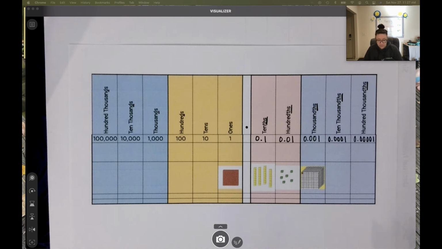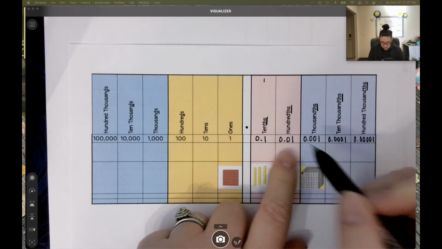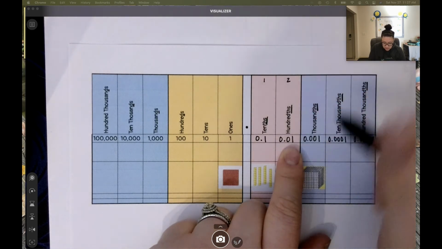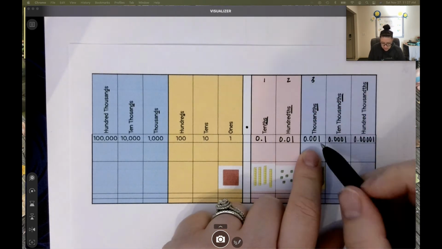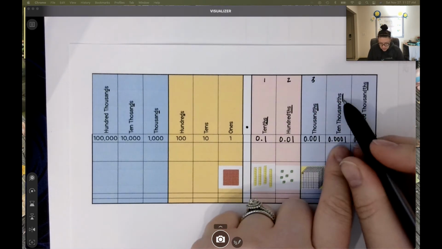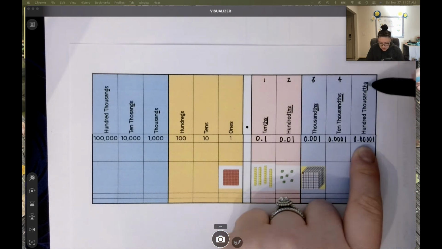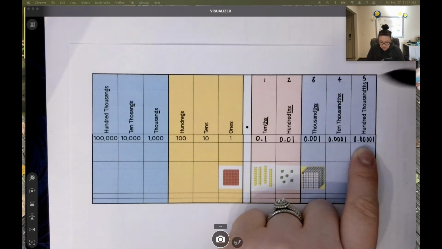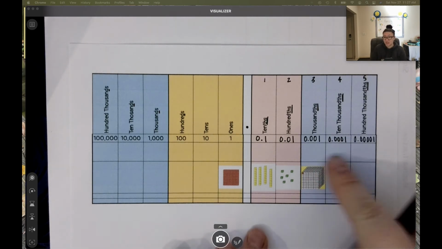Be very careful. With tenths, there is one number after the decimal. Hundredths, two numbers after the decimal. Thousandths, three numbers after the decimal. Ten-thousandths has four numbers after the decimal. Hundred-thousandths has five numbers after the decimal. It's very important that we're reading those place values carefully because it gets tricky the more numbers we have.